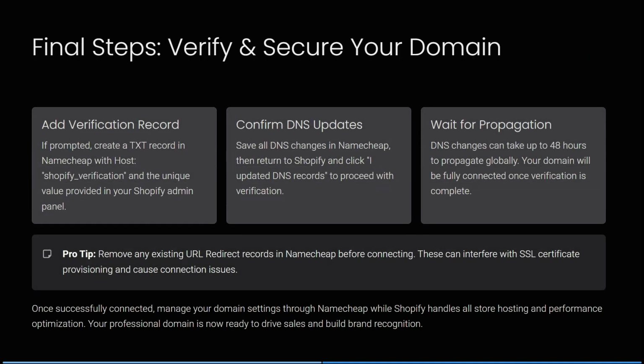Your final steps include verification and security on your domain. So first of all, if you are prompted, you need to create a TXT record in Namecheap with host Shopify verification, and that'll be your host Shopify verification details and the unique value provided in your Shopify admin panel. Save all the DNS changes in Namecheap and then return to Shopify and click I updated DNS records to proceed with your verification. The DNS changes can take up to 48 hours to propagate, and your domain will be fully connected once this verification is complete.